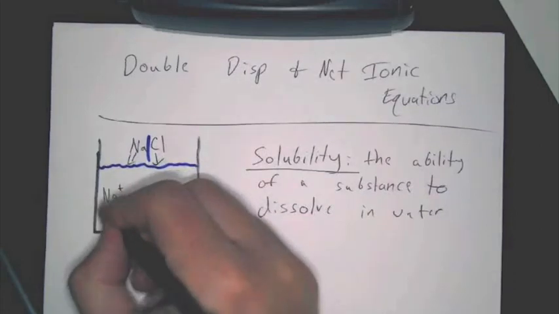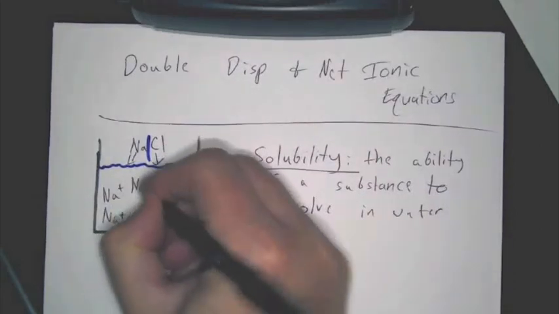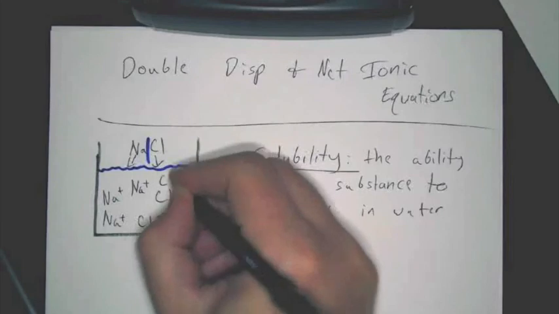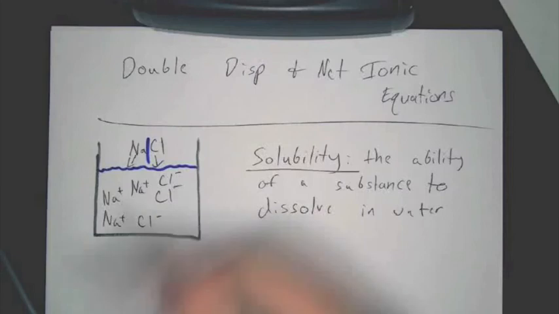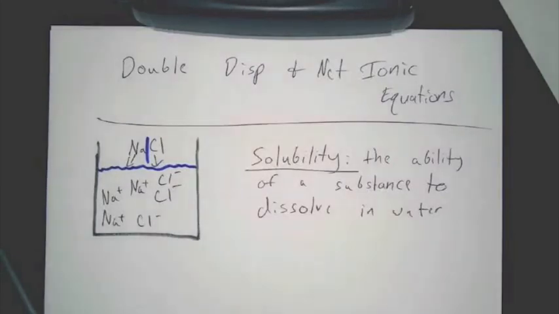Now, in reality, there's a whole bunch of them just floating around in solution. I mean, there's more than you can imagine floating in any solution. And what that means is you have a bunch of sodium ions and a bunch of chloride ions. Again, they're ions. When they break apart, they become their ionic form. So that's really basic, simple solubility.